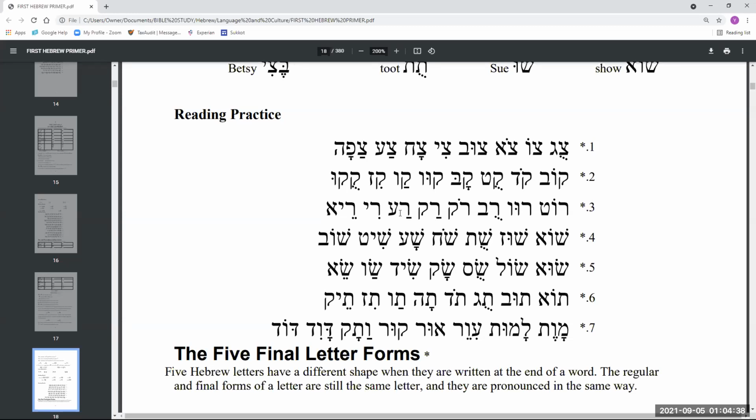Good job. And then a resh with the patach and the ayin, so that would be ra. Good job. Then a resh with a hirek and a yod, and that would be re. Good. A resh with a tsere and a yod and an aleph, and that would be ray. There you go. Good job. Good practice there.